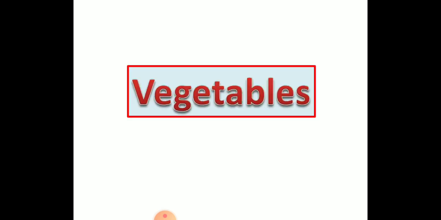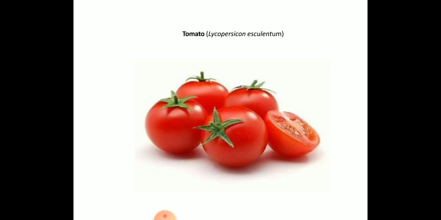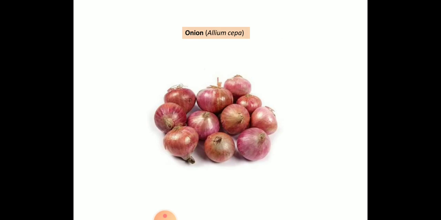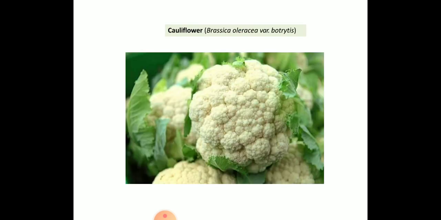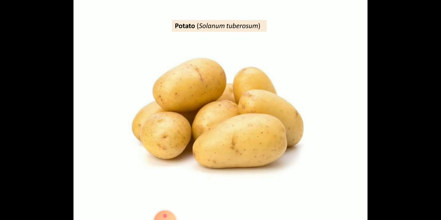Okay, so the next group is the vegetables. So many vegetables are used as economic crops. Some vegetables are tomato and also onion, Allium cepa, garlic, Brassica oleracea, cabbage, and potato. Like that, various groups of vegetable crops are also used as economic crops. The next crop is rubber.